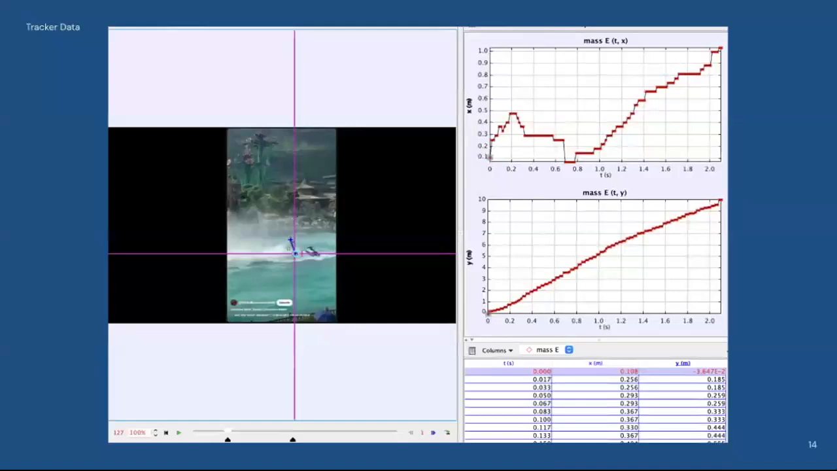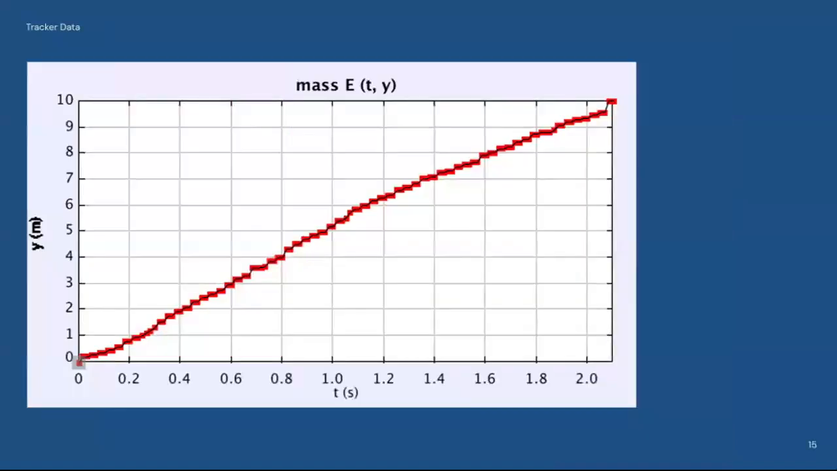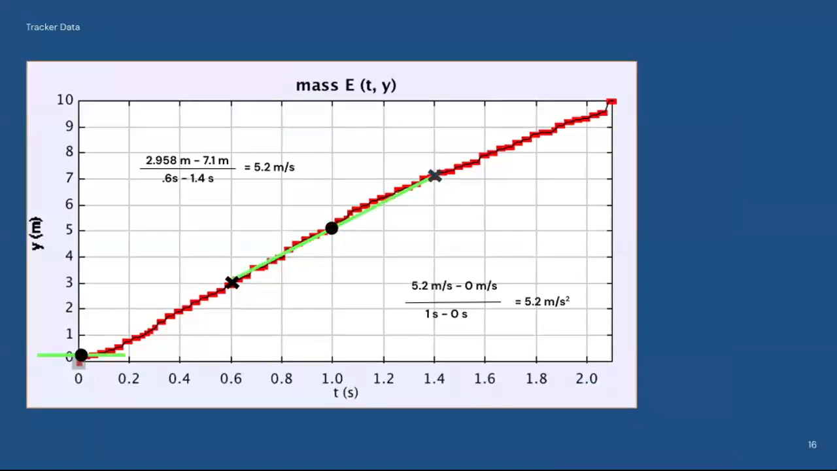This is the tracker data, so let's take a closer look at the Y position graph. This allows us to calculate the acceleration, which is equal to the change in velocity over the change in time. We know the initial velocity is 0, so we only have to estimate the final velocity by finding the slope, and then calculate the acceleration by finding the change in velocity over the change in time. I chose the time interval between 0.6 seconds and 1.4 seconds because these points lie neatly on the intersection of grid lines, which allows me to easily calculate the slope. Therefore, the acceleration we are getting is actually the average acceleration between t equals 0 seconds and 1 second.